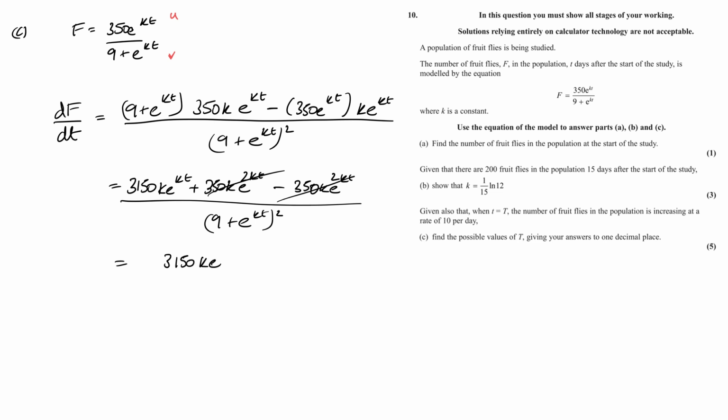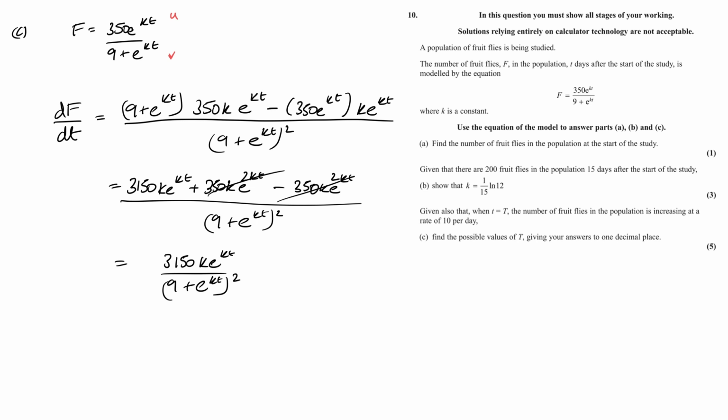3150 k e to the kt over (9 plus e to the kt) squared. And of course this is my differentiation. Now what I need to do is put the rate of 10 in when little t equals big T.